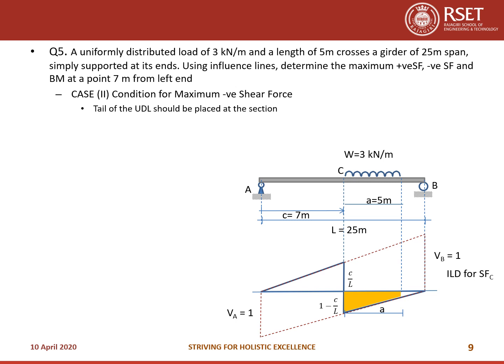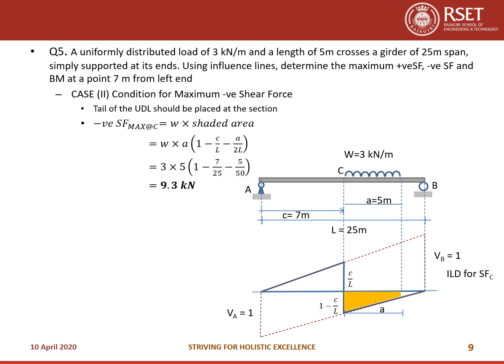The other portion, since it is a distance of a, you can always calculate using similar triangles. So 1 minus C by L minus a by 2L, that will be the total area: a into (1 minus C by L minus a by 2L). So you will be getting that value as 9.3 kilonewtons.